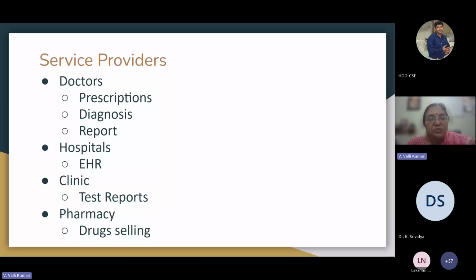Then we have hospitals who maintain the electronic health records. Then the clinics have the test reports, like trial data and all. And then pharmacy, drugs, and every drug has some identifier, and there is a lot of data again generated.